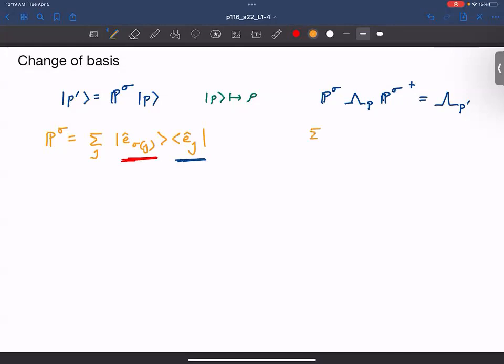So we do the sum over j, e_sigma(j), lambda, p, e_sigma(k), over j and k. This just gives back p_j delta_jk, and then we're left with e_sigma(j) e_sigma(k).